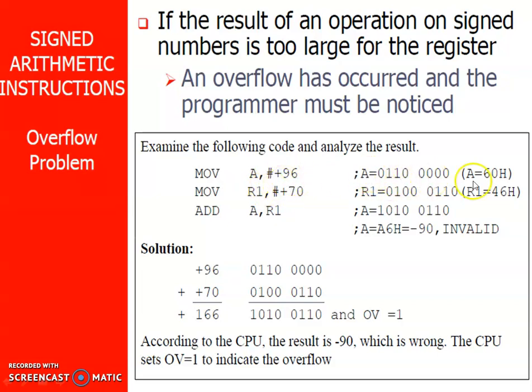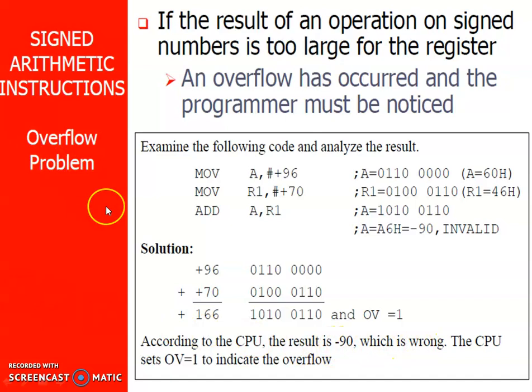96 is decimal. Its equivalent hexadecimal value is 60H, and 70, its equivalent value is 46H. So when you add these two in decimal, actually you will get 166. But here when you are adding, this is the result that you are getting. That is A6H, whose equivalent value is minus 90 in decimal, which is an invalid, incorrect answer. So this is occurring due to the overflow problem. According to the CPU, the result here is minus 90, which is wrong.